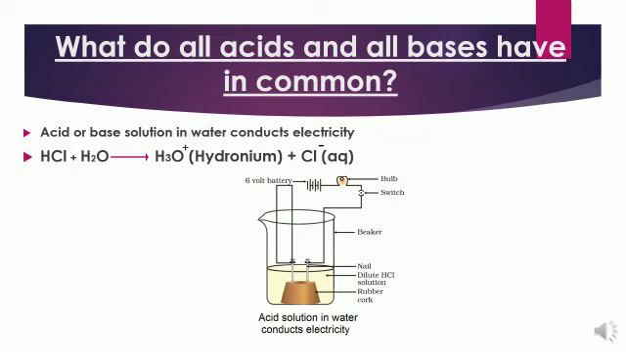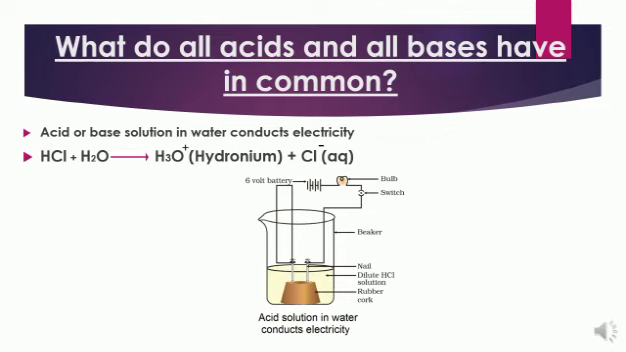So what happens is the bulb will start glowing in the case of acids. But we'll observe that glucose and alcohol solution do not conduct electricity. The glowing of the bulb indicates that there is a flow of electric current through the solution. And the electric current is carried through the acid solution by ions.